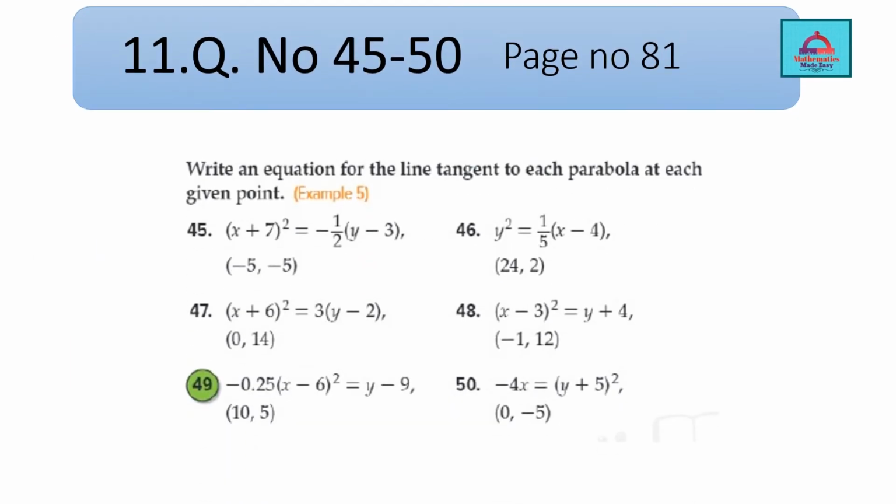So the next part of the video today talks about question number 11, which is present on page 81, questions 45 to 50. We'll select some of them and do them. So in this concept, you have to use the equation of the line tangent to each parabola at the given point. So you are given the parabola, you are given the point.